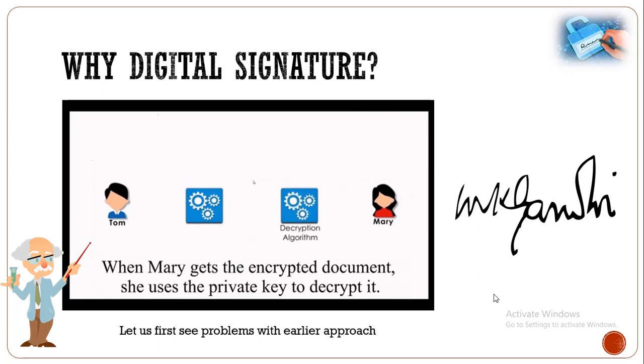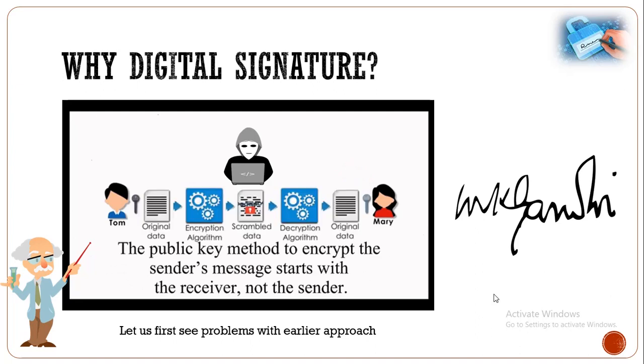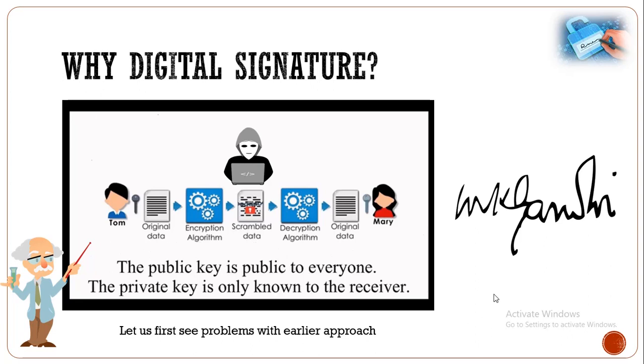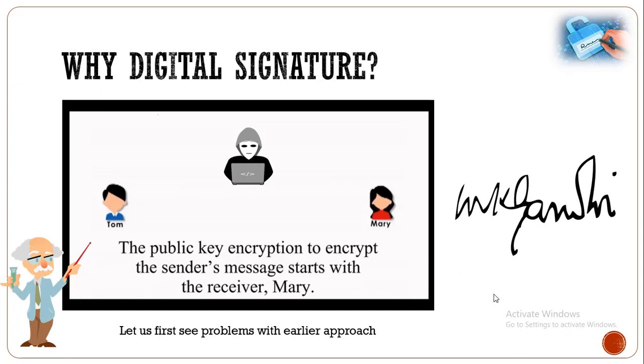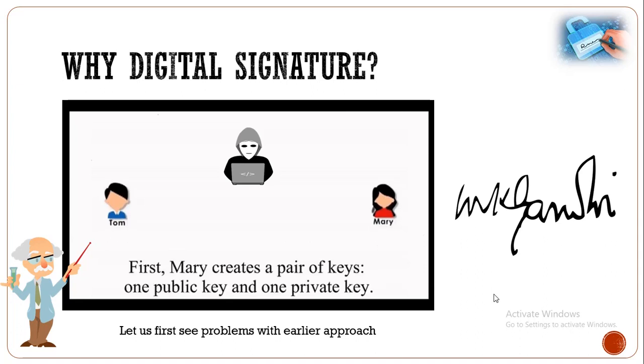The second problem is, what if some hacker or any other person intercepts on the network, and the message sent by Tom to Mary is intercepted by the hacker and modified? Mary won't receive the actual message but the modified message, which might create a problem. So this is the second problem, modification of the message, which is also known as integrity.